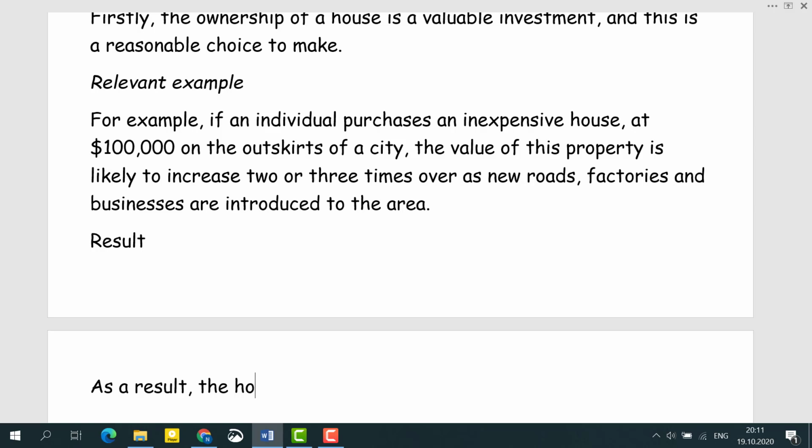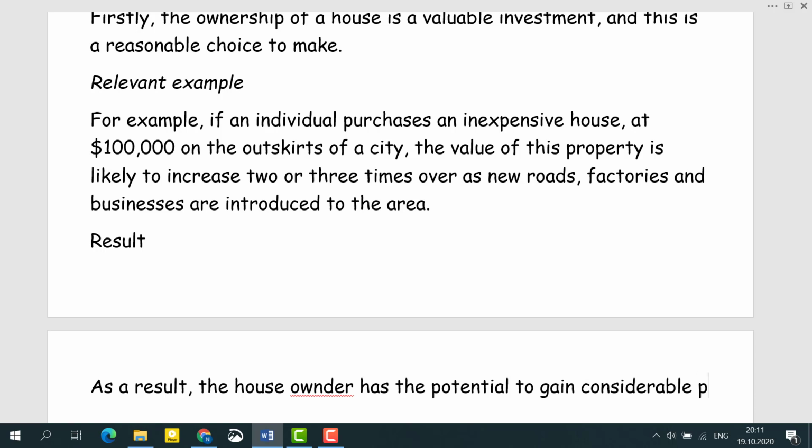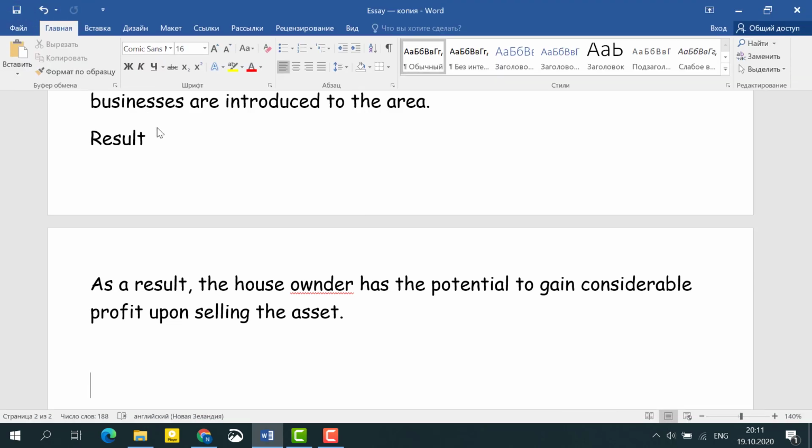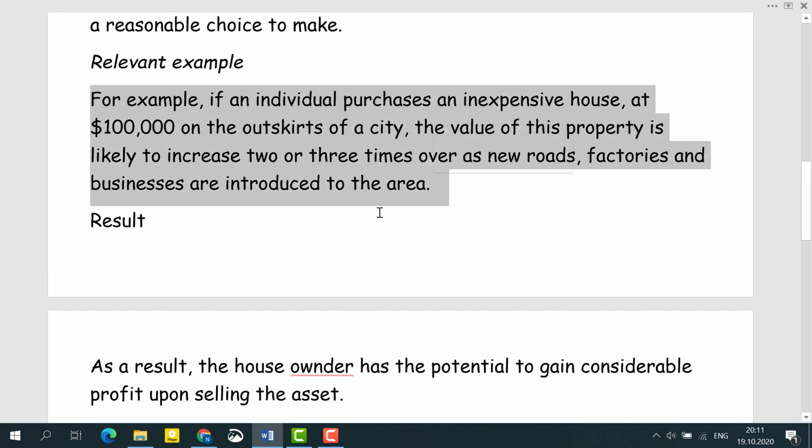the house owner has the potential to gain considerable profit upon selling the asset. Okay, here we go. Now, once again, first of all, we are talking about a particular situation. Now we're talking about the result.